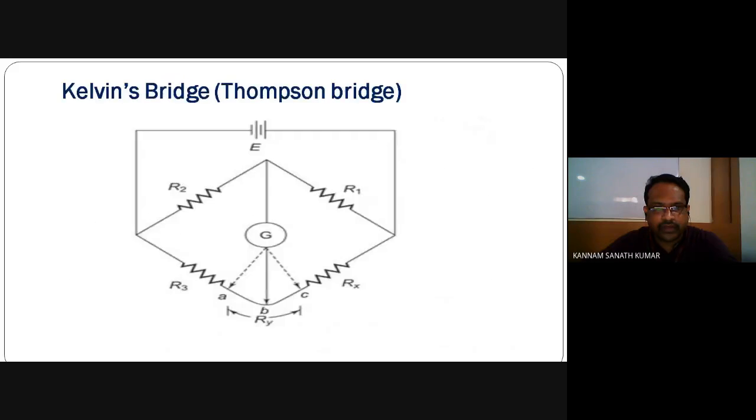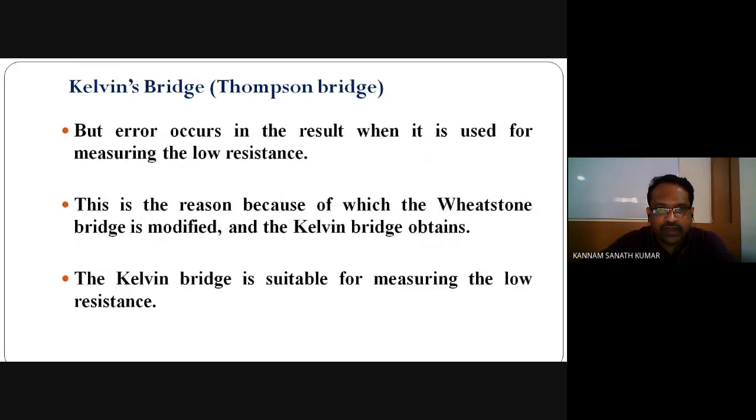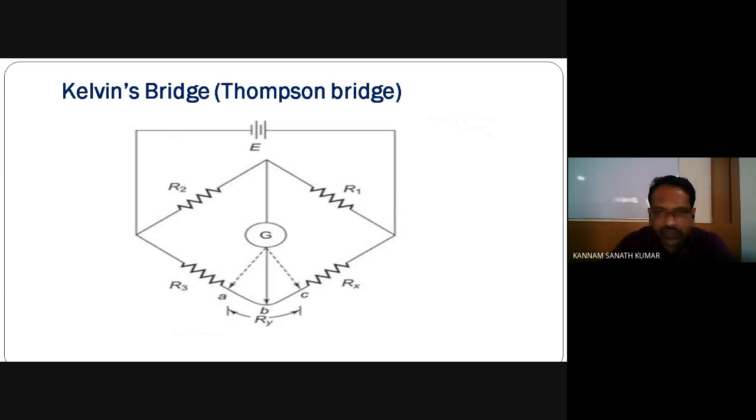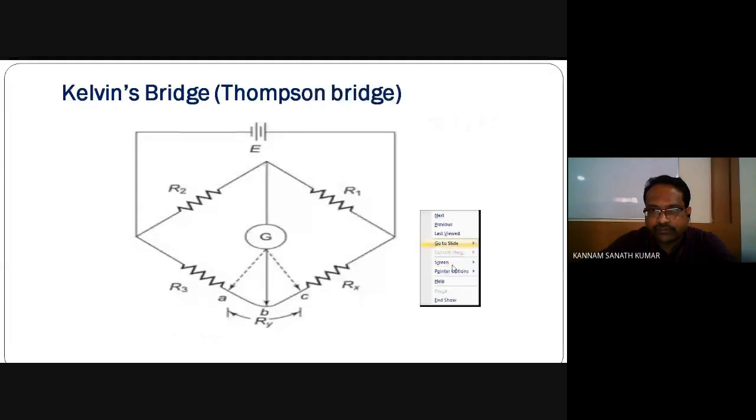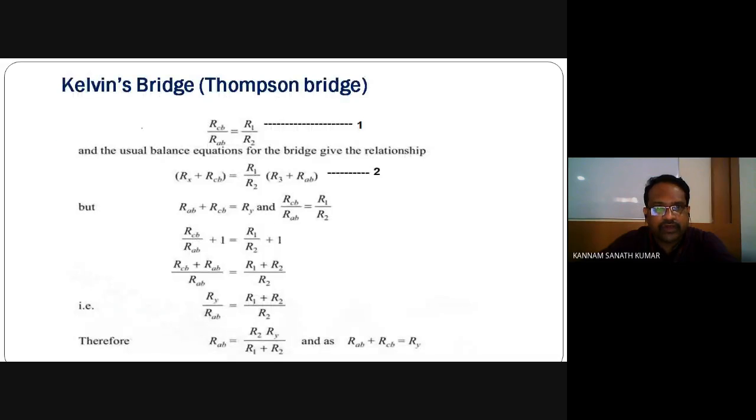Okay, so see here. You have the relation RCB by RAB equal to what? R1 by R2. So if you see, this is RCB, and this is RAB. From this you have RCB by RAB equal to R1 by R2.